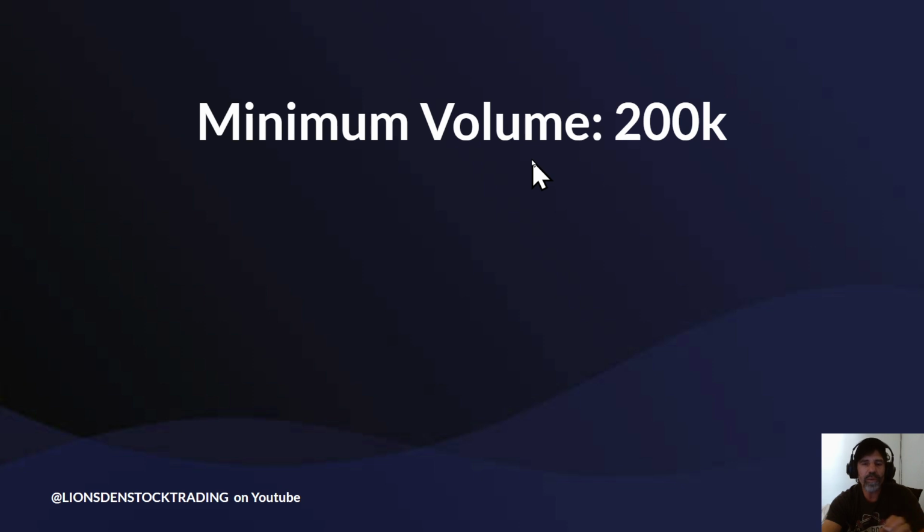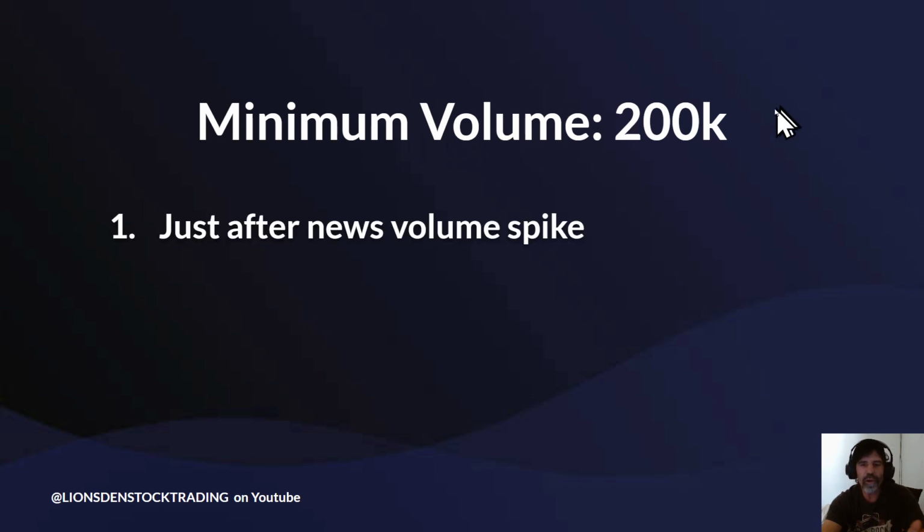So the other factor that we want to look at is volume. Is volume coming in? Just after news, there tends to be a volume spike, an increase in volume. I set the minimum to 200,000 shares, and the reason why is, if you set it too high, to 1 million or 5 million or 10 million shares minimum, you're going to miss that first period just after a stock has released news, when the volume is just starting to build and come in. So I set it pretty low, to 200,000 shares.